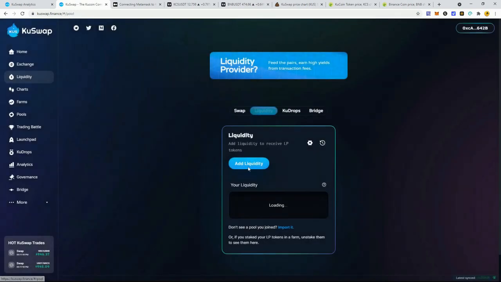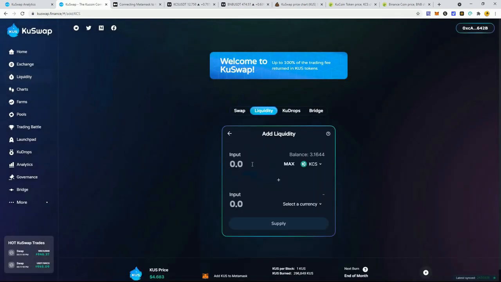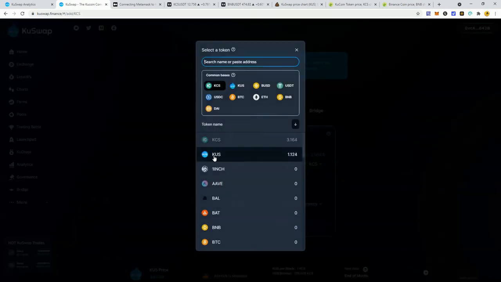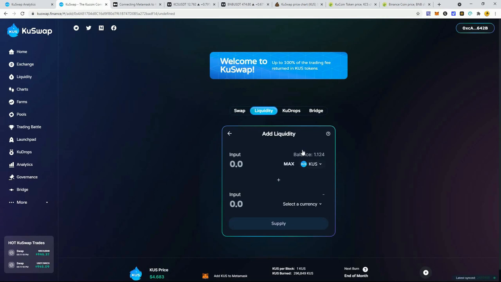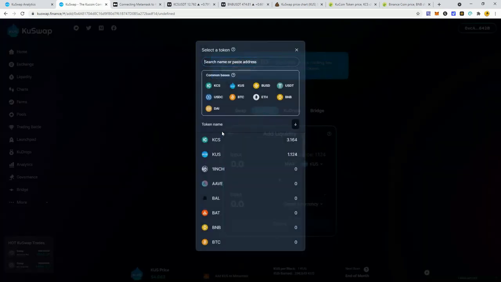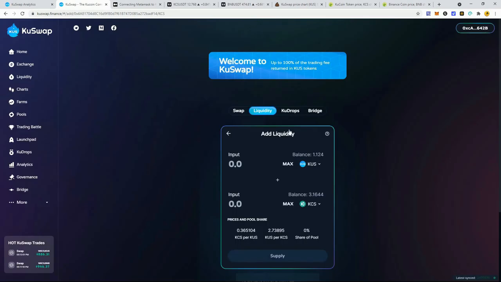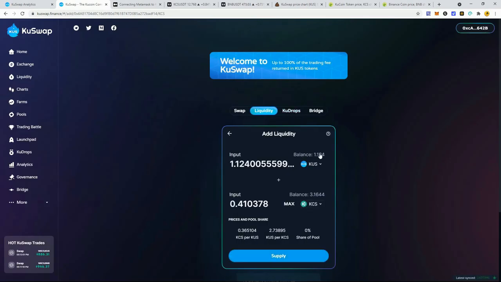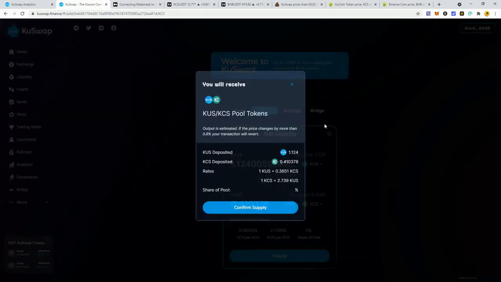So now you click on liquidity, you're going to add liquidity, we're going to add the KuSwap token, okay? You can do this either way, the order doesn't matter, okay? And so we're going to put KuCoin shares there. We'll do max of this one because we want all the max of there. So you can see it's about the same amount that I just purchased for the KuSwap token.